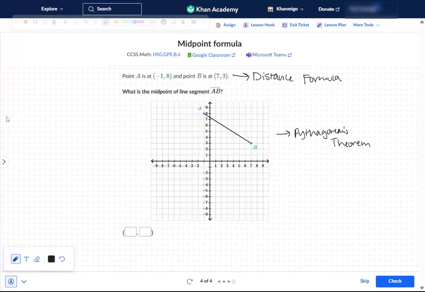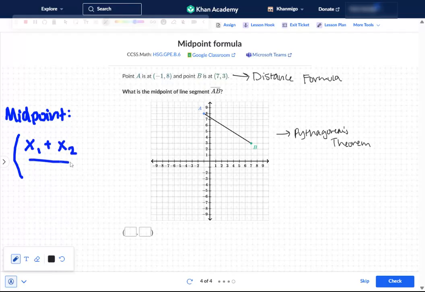So if we're finding the midpoint, there is a formula that we can use, and it's pretty simple. We're going to add up both of the x values and divide them by 2. What we're doing is finding the average of the x values, and then we're also going to find the average of the y values.